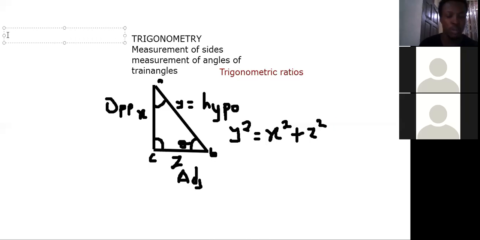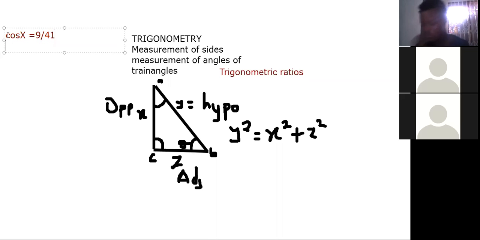So we have cos x is equal to 9 all over 41. Okay, so we have this. The question says we should determine the value of the other 5 trigonometric ratios, but there are many, so maybe we just consider the other 2.